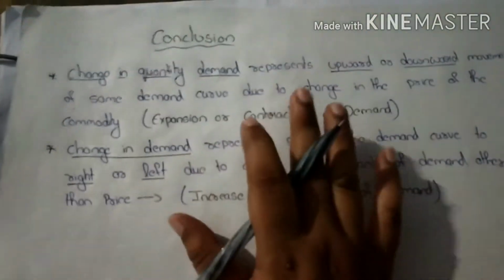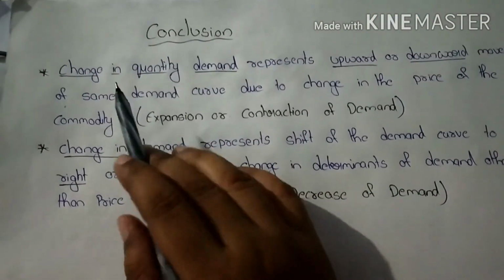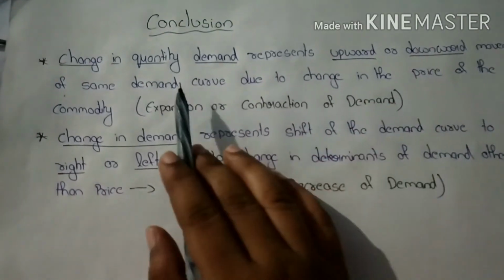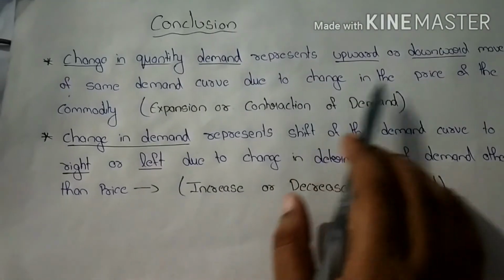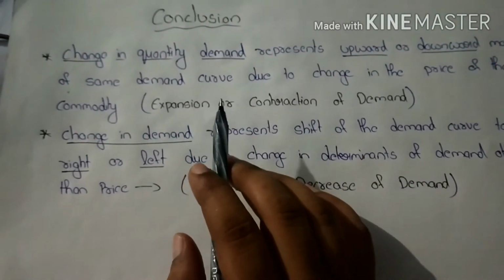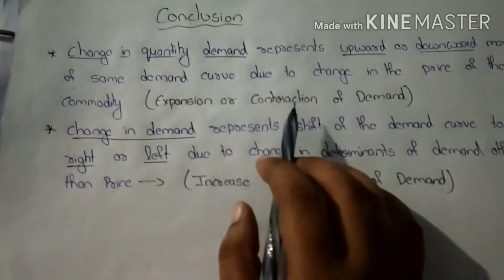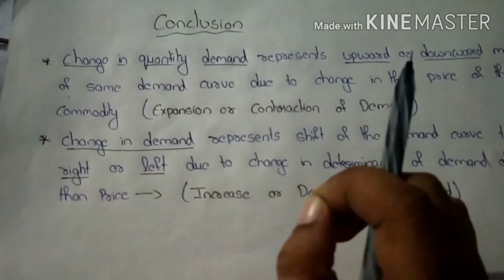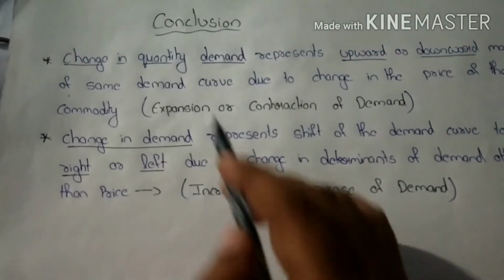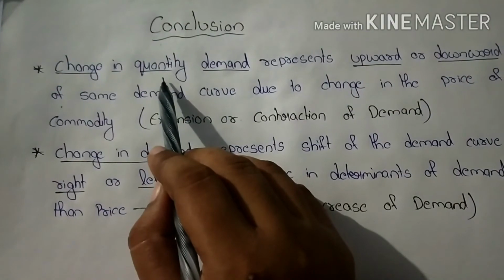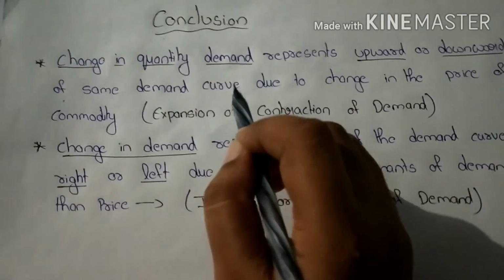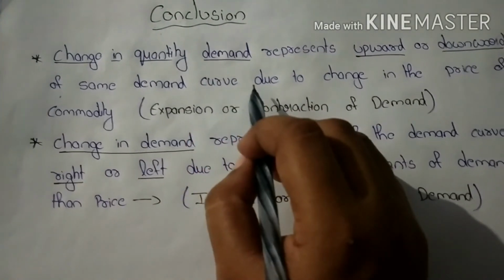Next, finally, the conclusion. See, change in quantity demanded represents upward or downward movement of the same demand curve due to changes in the price of the commodity. So, in the previous video, I already explained about expansion or contraction of demand. See, there is a simple difference between expansion or contraction and increase or decrease in demand. If there is a change in quantity demanded and a change in price, then it leads to expansion or contraction of demand.